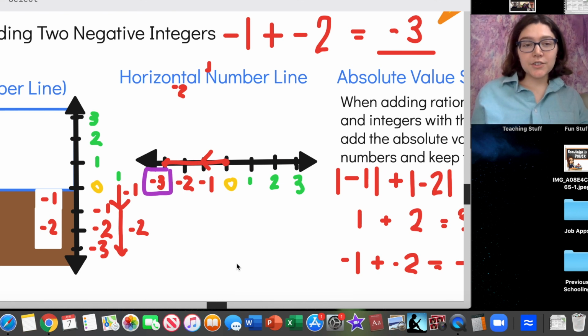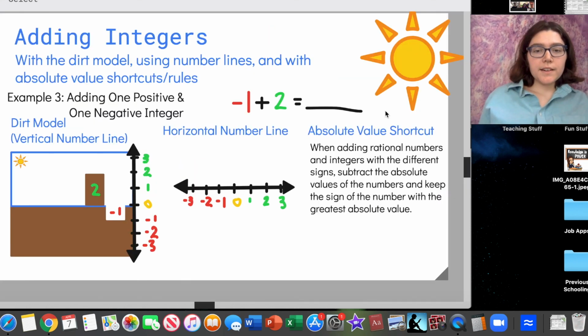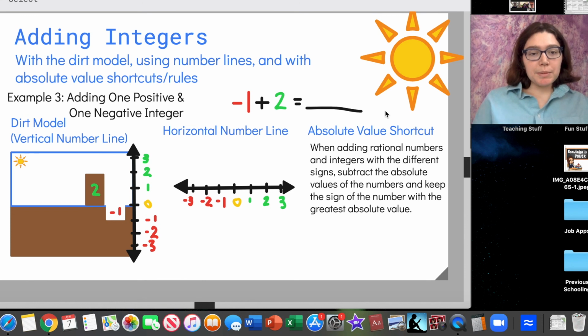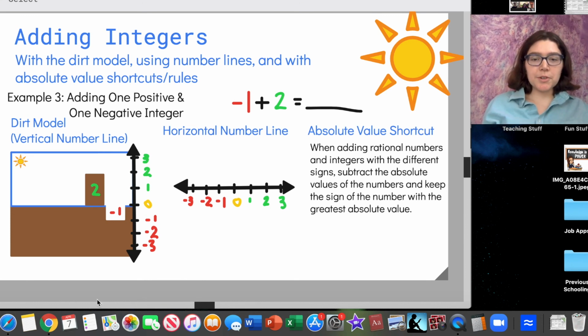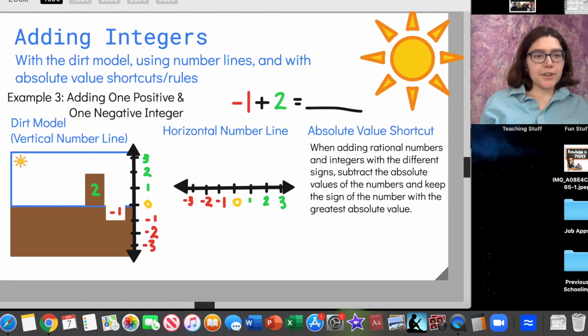What's the harder situation is when we're adding one negative number and one positive number. So that's what we're going to do next. Okay, now we have example 3, which again, we're going to be adding one positive and one negative integer. Doesn't matter if the negative number is first or the positive number is first, we're going to be doing the same kind of concept. Again, we'll start with our dirt model.